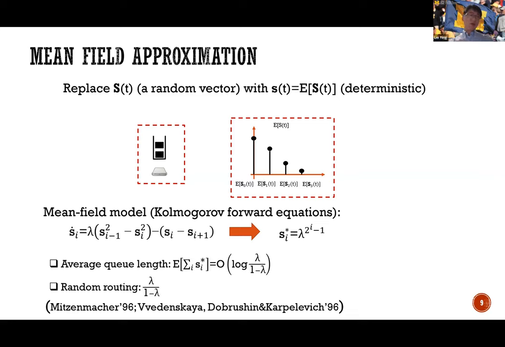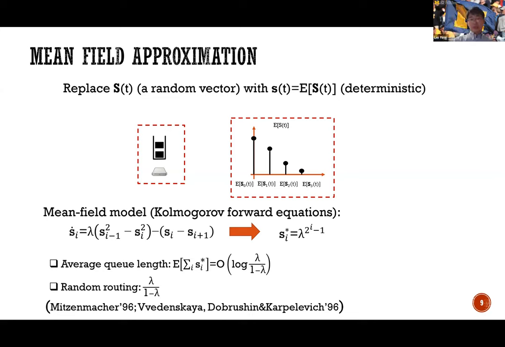And we can compare that with, for example, random routing. You just pick a job, send it to a random server, where the Q length is lambda over 1 minus lambda. So you can see by just adding a little bit of flexibility and letting the load balancer observe or probe two queues, we can reduce the Q length significantly, right? And these can be analyzed and understood by using this mean field approach, okay?